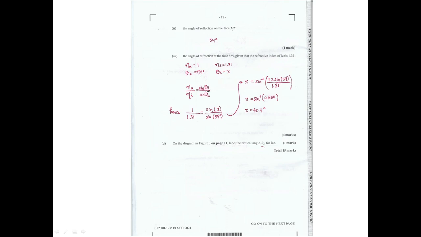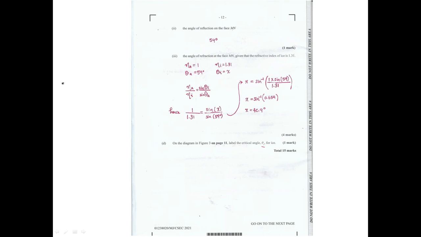So this is the equation that you would use. It would be n_a over n_i. Now A stands for air and I stands for ice. So this is the refractive index of air over the refractive index of ice, equal to the sine of the angle in ice over the sine of the angle of the incident ray in air, right? It sounds like a lot, but there is an equation for it.